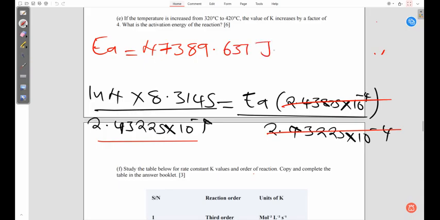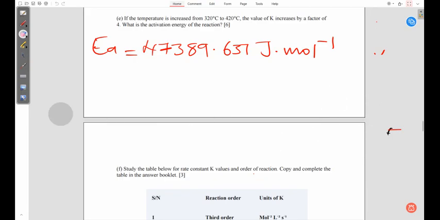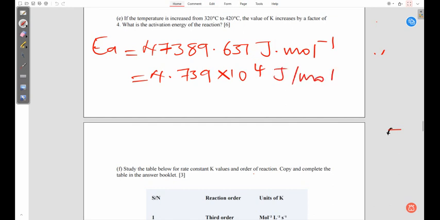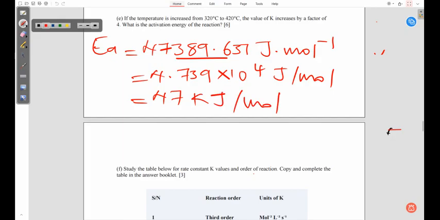47389.637 joules per mole. Okay, so what's our value? If you want to take it to scientific notation, that would be 4.739 times 10 to the power 4 joules per mole. If you want, you can take it to kilojoules, which means you cancel out these three zeros, so that would be 47 kilojoules per mole. It depends on the units that are required, but there is no specification in the question, and if you want to keep up to three significant figures, you want to say 47.4 kilojoules per mole.